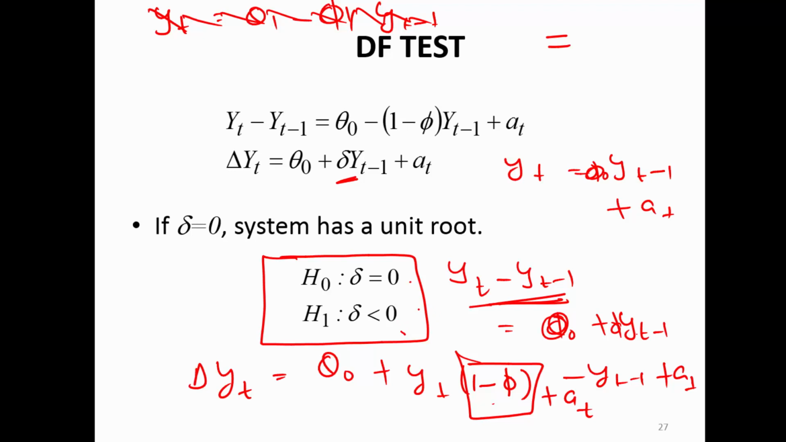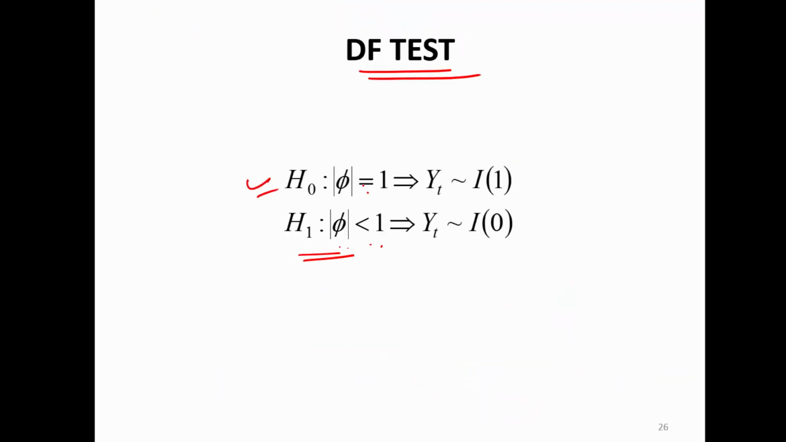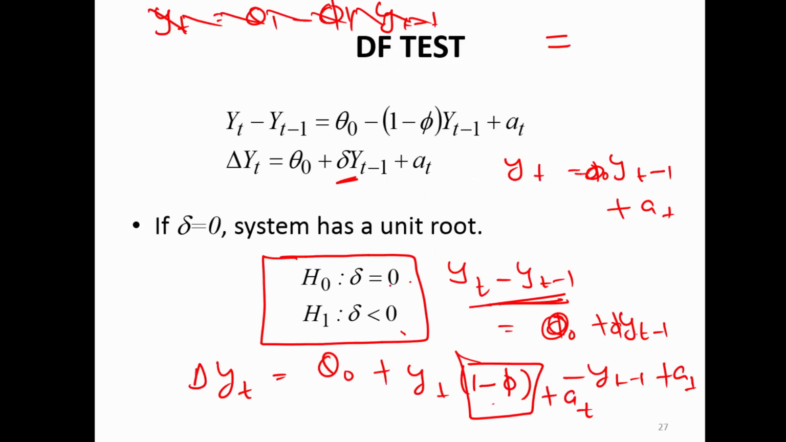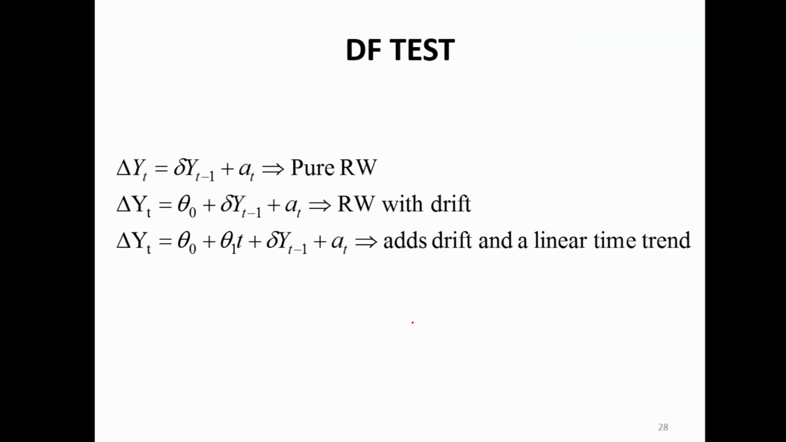Okay, so just a slight change. Here we are comparing with 1 or less than 1. Here it is either 0 or less than 0. There are 3 types of Dickey-Fuller test we can do. I'm not going into the details of it, but depending on the kind of random walk we are trying to understand, we'll have different types of Dickey-Fuller test.